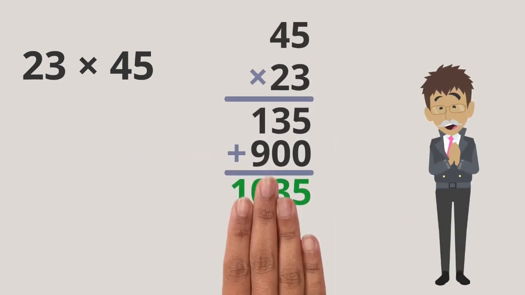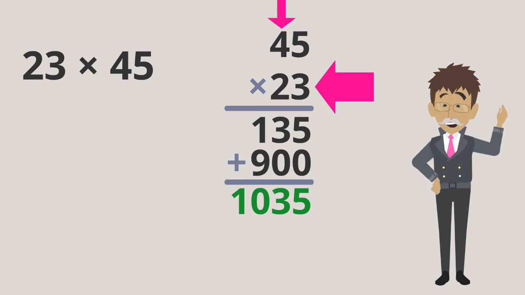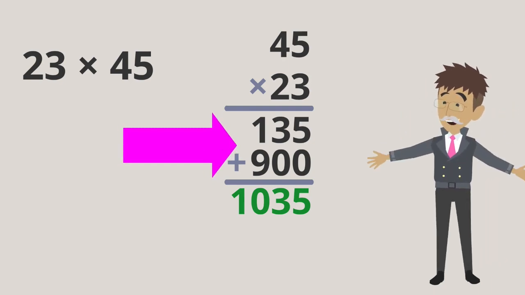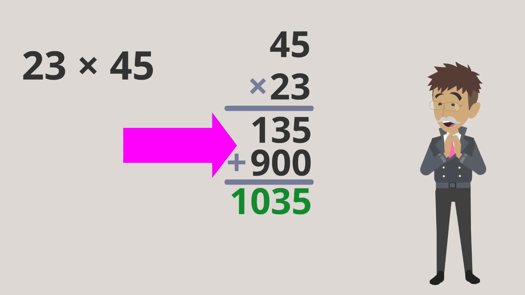Like before, we multiplied each digit in one number by the digits in the other number. To keep us organized, we lined up the values to start with, then wrote the intermediate solutions so that their place values lined up as well.